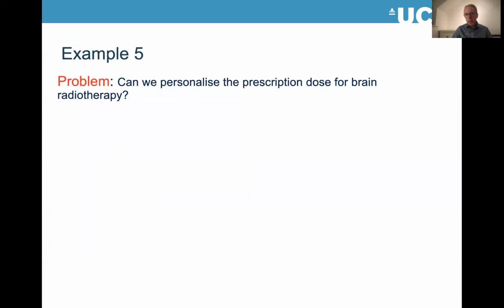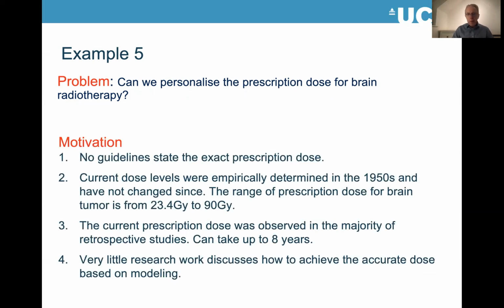The final example I want to cover is, again, looking at radiotherapy, in this case for brain, and looking at, can we personalize the dose that that patient receives? So our motivation for this, there's no guidelines that state the exact prescription dose. And the current dose levels have been around for a long time. It doesn't mean they're wrong. It just means it's always good to review clinically. And there's a wide range of commonly delivered doses.